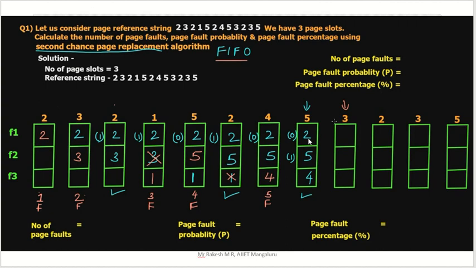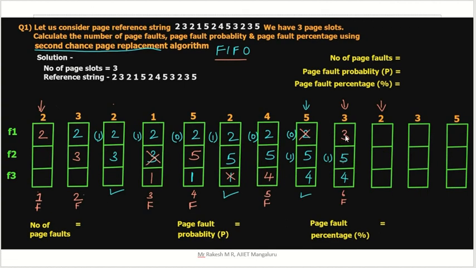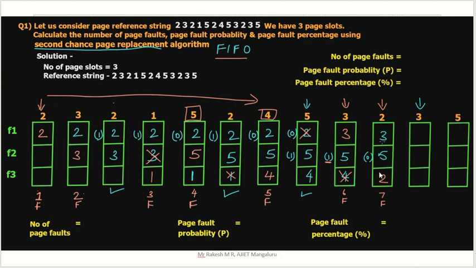So there is no second chance for 2, right? Replace that: 3, 5, 4. But a second chance is there for 5, because inside the bracket we wrote 1. Now 2 is asked. 2 wants to go inside the memory. That means the CPU is asking 2. Now which one do we have to replace out of 3, 5, 4? Compare: 3 is here, 5 is here, 4 is here. So actually 4 we have to replace, right?